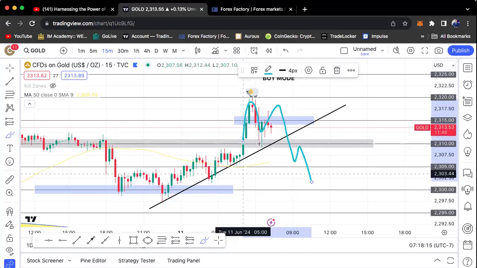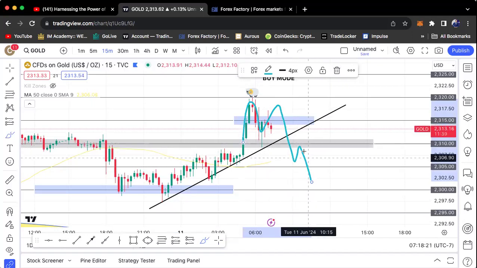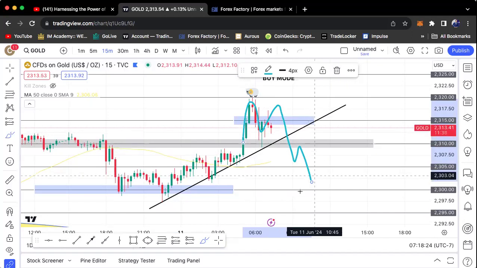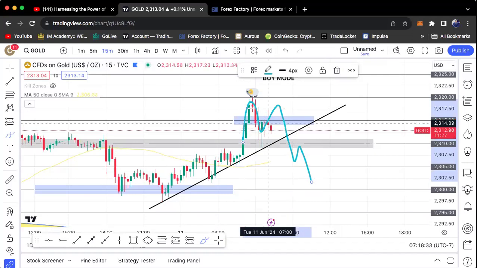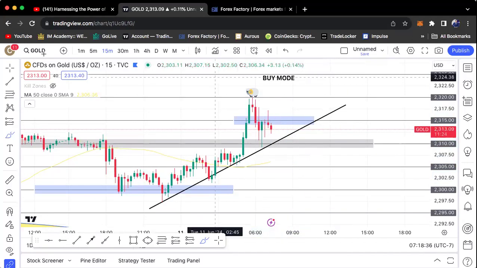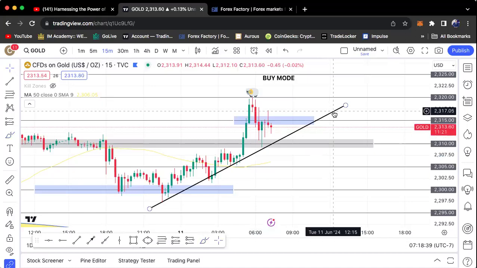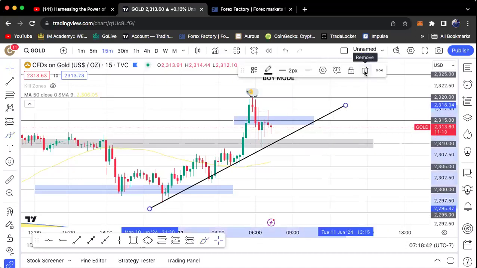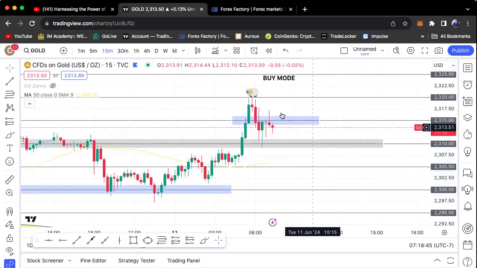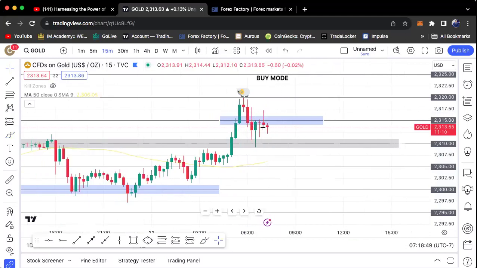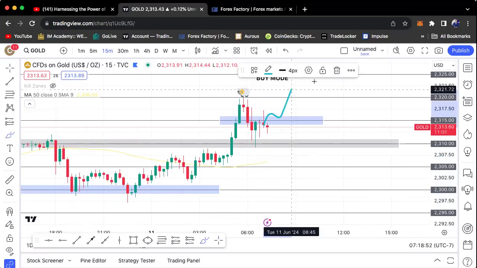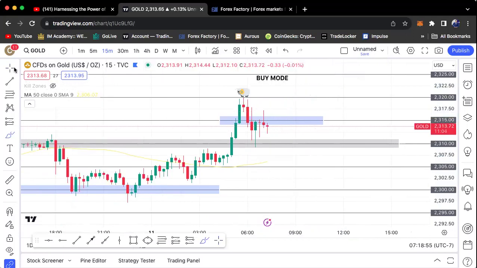Price could potentially do that. If it breaks below my counter trend, below the 2310 area, then it's sell mode. I'm looking for sells because obviously the overall trend is a downtrend and it's sells dominant. We could see price doing that. You want to gather as much evidence. Or we could see price continuing to the upside and just continue to create higher highs and higher lows.